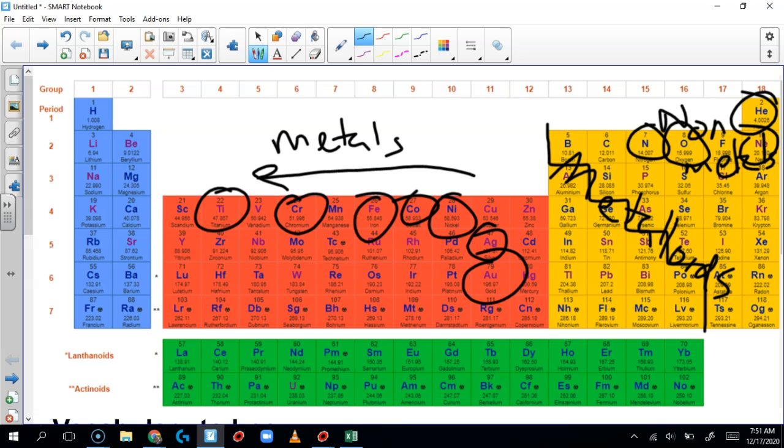And then anything that is touching the stair step, like silicon, is a metalloid. So a metalloid is an element that touches the stair step, but it also has properties of both metals and nonmetals. Computer chips are made of silicon, and silicon is so valuable because it's kind of like a metal. It conducts electricity, but it's also kind of like a nonmetal, so it doesn't conduct electricity totally. Totally crazy. So that's that part of the periodic table. Okay, so there's metals, nonmetals, and metalloids.